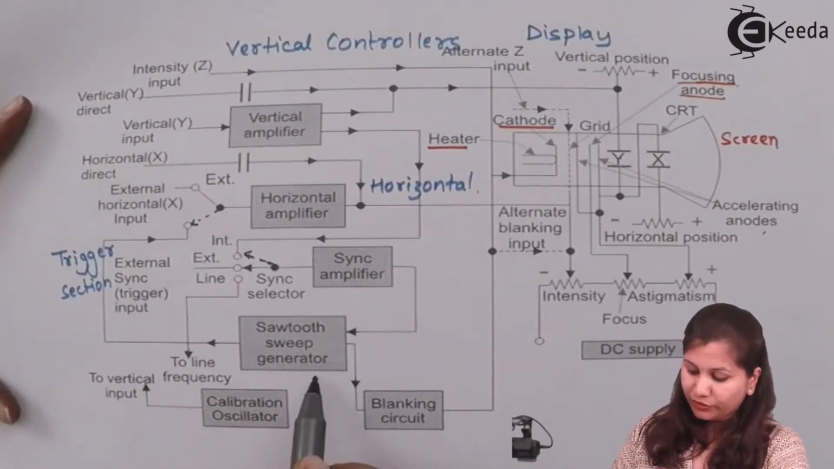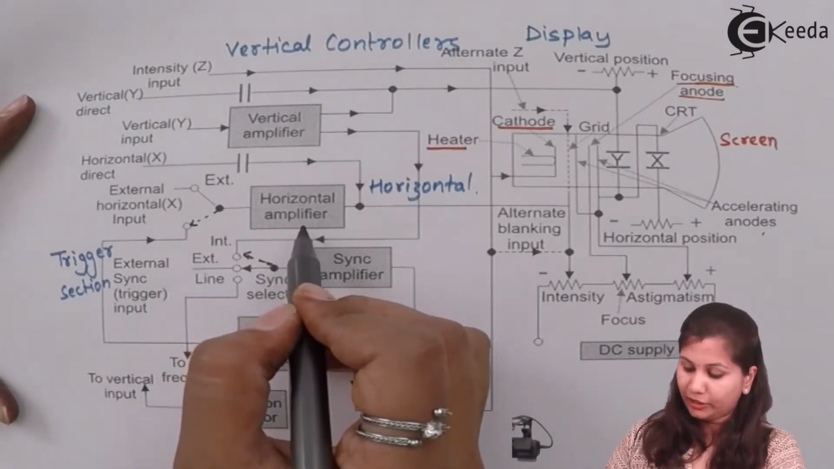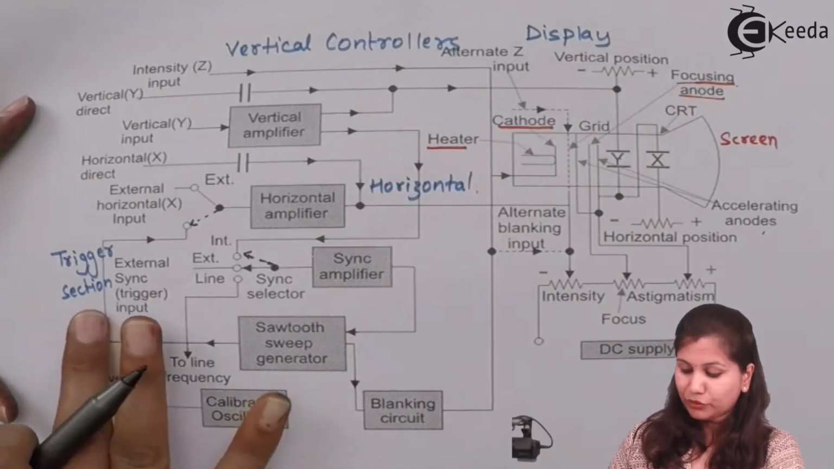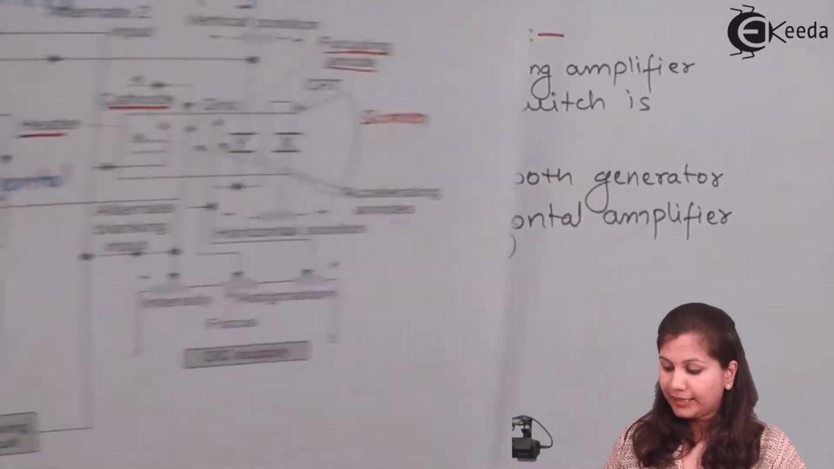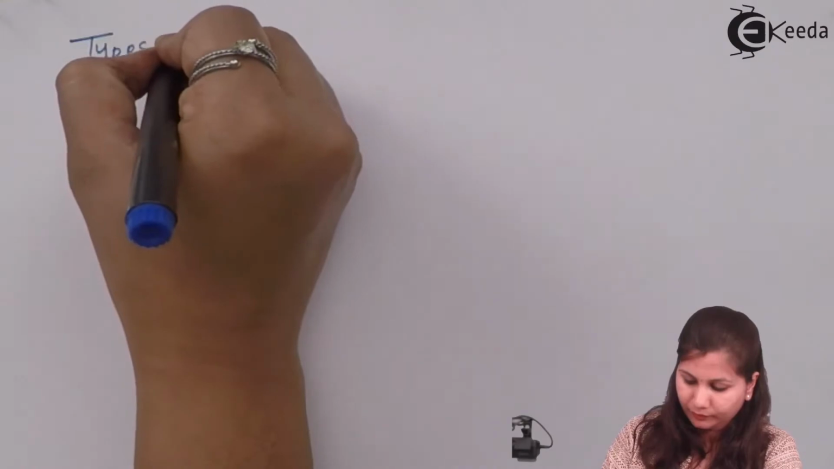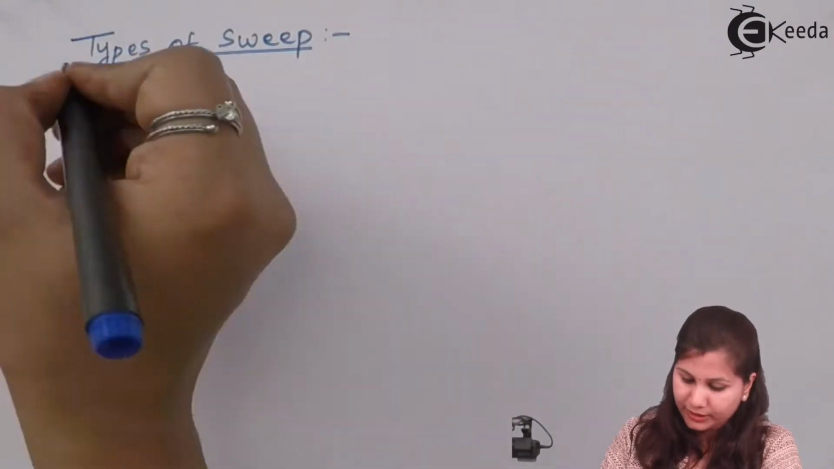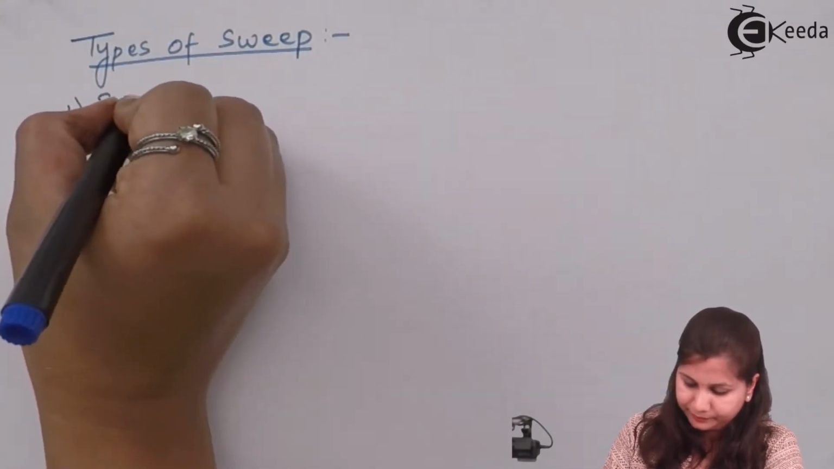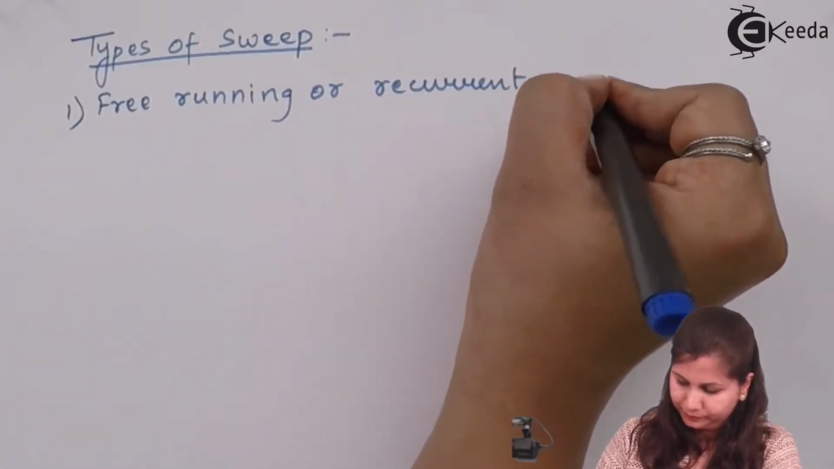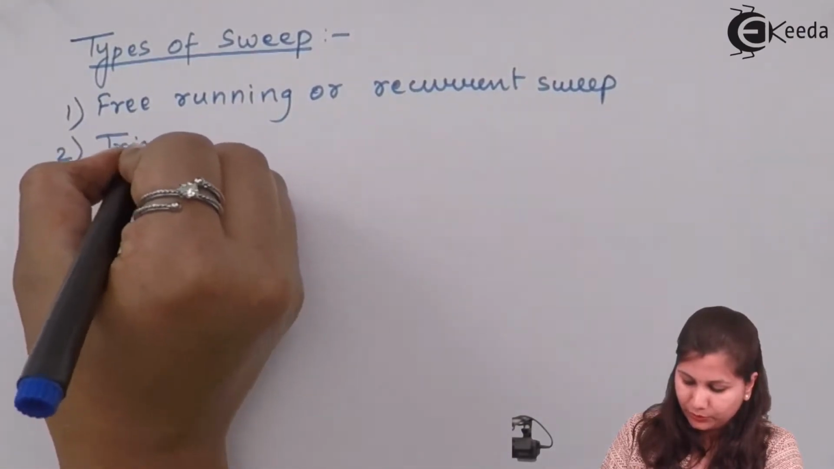Now this sweep generator is providing the triggering input to the horizontal amplifier, and this triggering can be provided in various ways. So there are various types of sweeps generated. Let us study about these types of sweeps. There are four types of sweep. First is the free running, or recurrent sweep. Then we are having the triggered sweep.